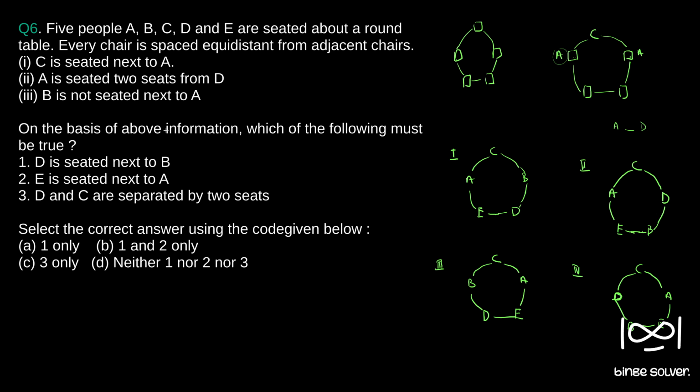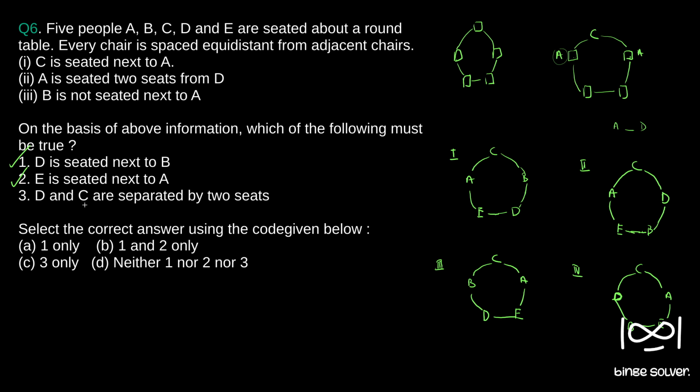Now we will see, on the basis of above information, which of the following must be true. D is seated next to B. If you see, D is always seated next to B in all these four scenarios. So one is true. Second is E is seated next to A. E is seated next to A in 1 and 2, and in all four scenarios, E is seated next to A. So 1 and 2 are true.